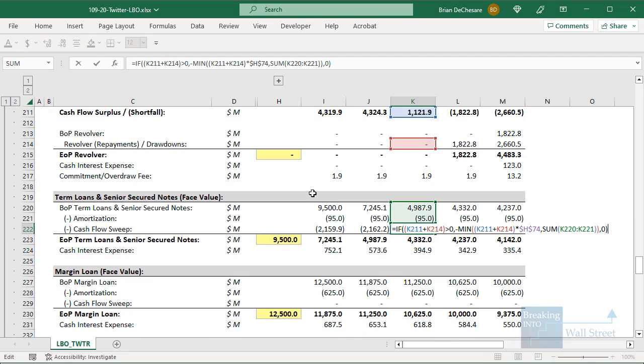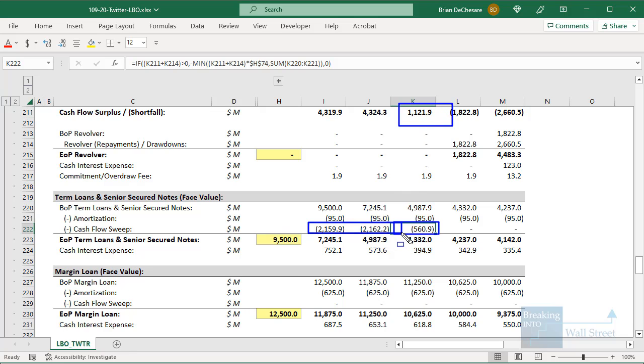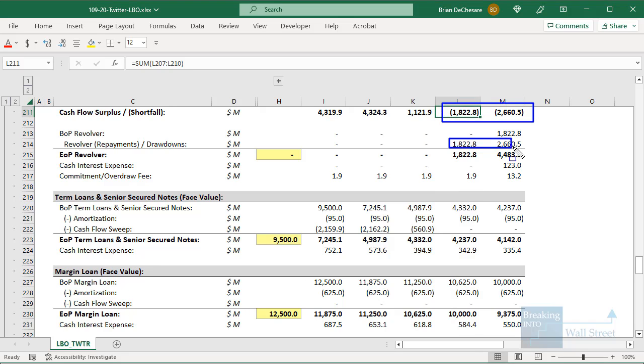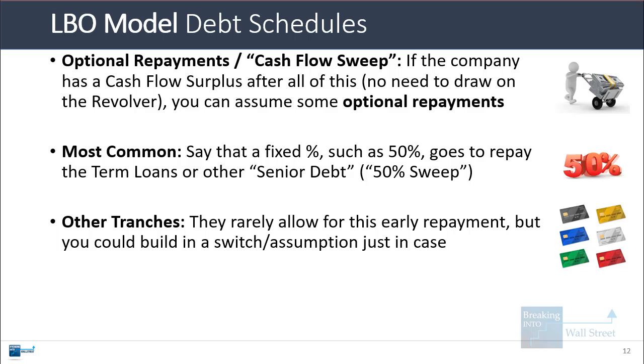So in each period, when we have a positive here, we use exactly 50% of that to repay some of these term loans. When this turns negative and we have revolver borrowing, this stops, we draw on the revolver more, and we don't have any optional repayments right here. That is the idea behind an LBO model debt schedule.